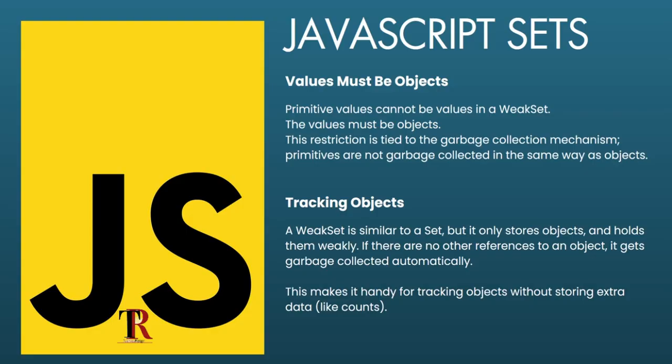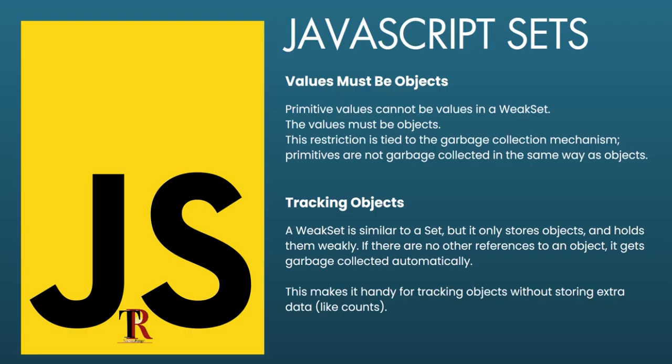Now, we can also use a weak set to track objects. The weak set is good if you want to track objects in your JavaScript program. A weak set is similar to a set, but it only stores objects. Remember that when we talked about a set, it could take primitive values and store them. But in the case of a weak set, it only stores objects, not primitive values, and holds them weakly. If there are no other references to an object, it gets garbage collected automatically.